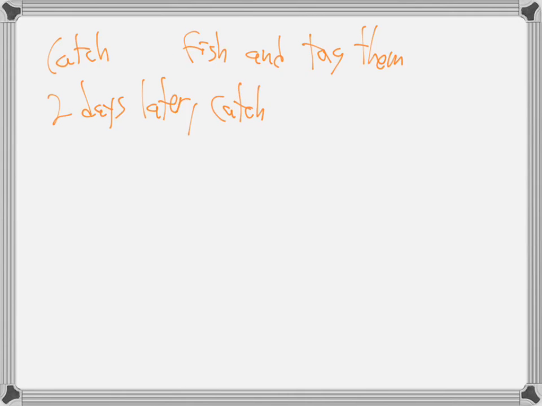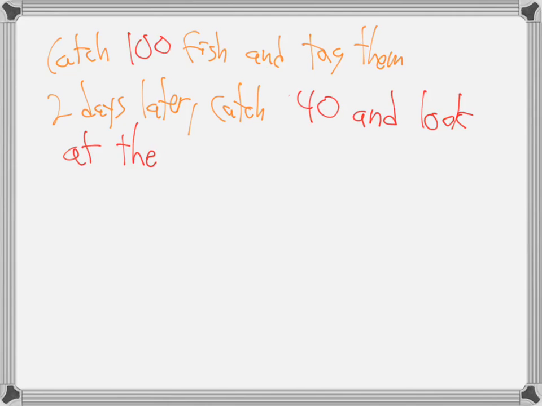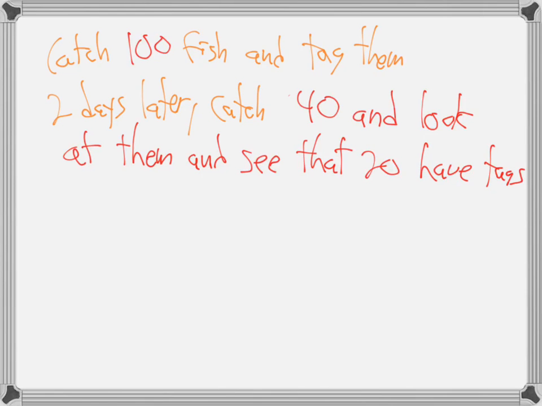I'm still getting confused. First day we catch 100. I keep changing my mind. I'm trying to make numbers really simple so it'll make sense. Two days later, you catch, let's say, 40 and look at them and see that 20 have the tags from the last catch.